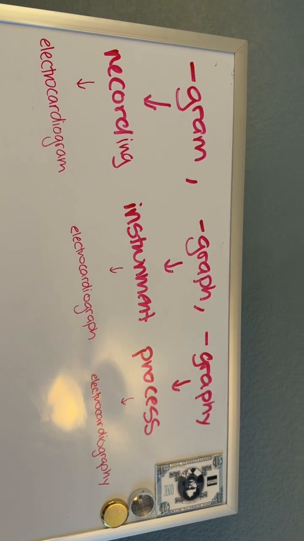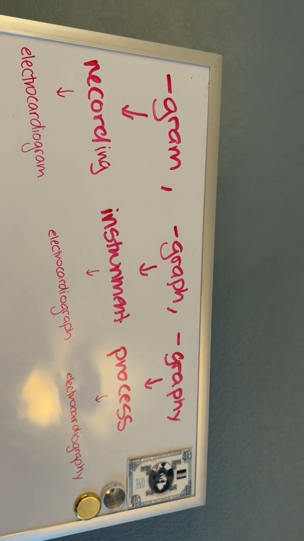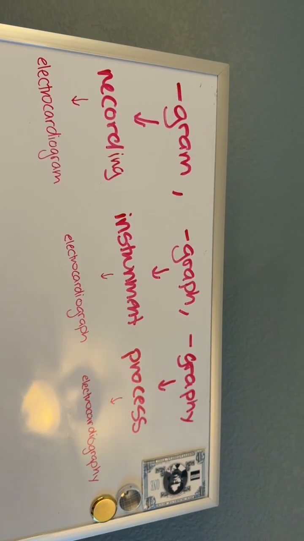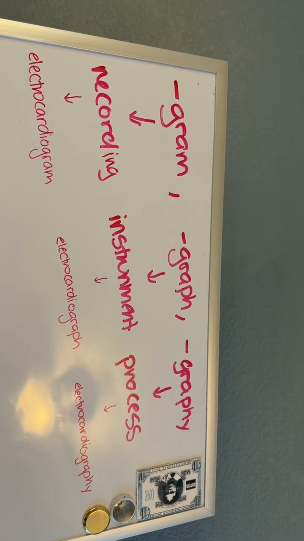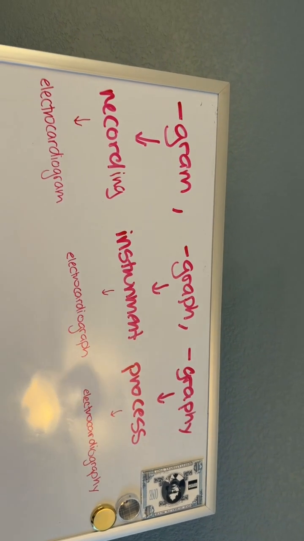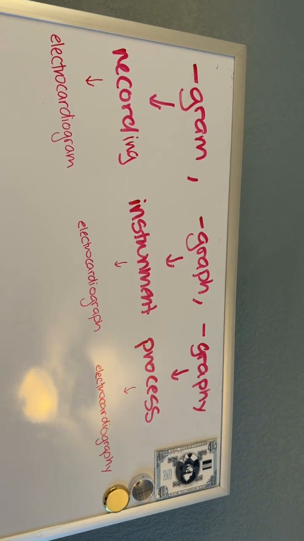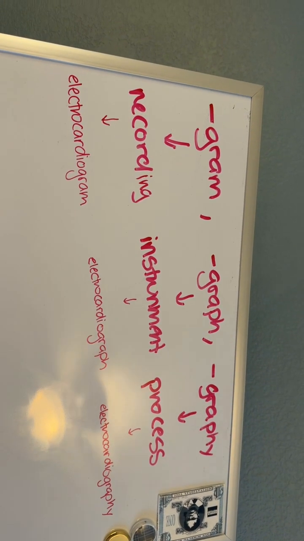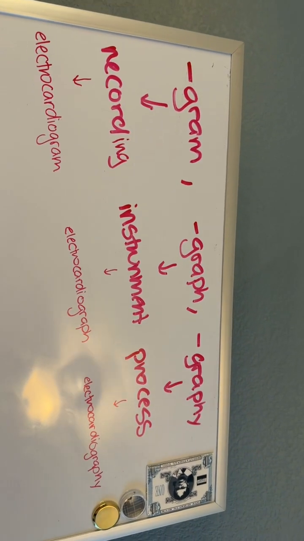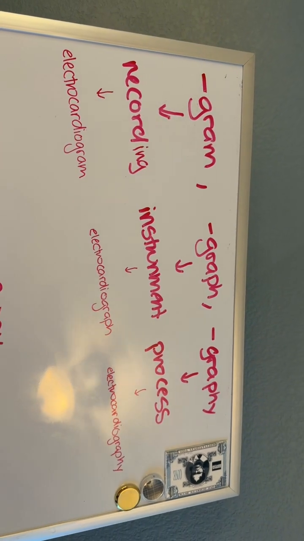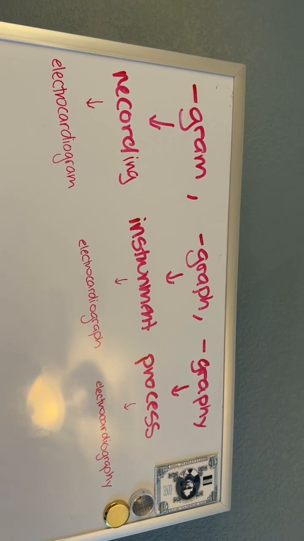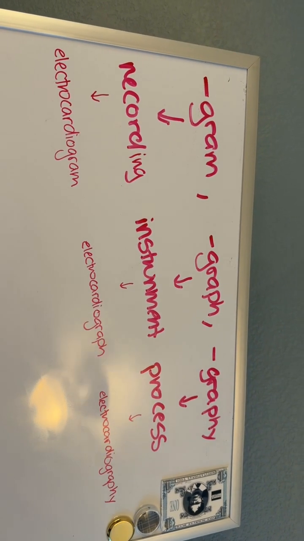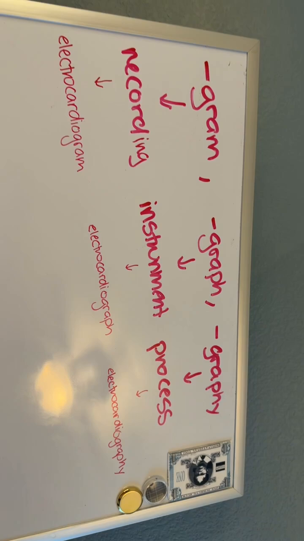To wrap everything up, we'll be talking about some important suffixes. We can begin with gram, graph, and graphy. A gram is a recording, a graph is an instrument, and graphy is the process. A good example of this is electrocardiography, which is the process, science, and technique of recording the heart's electrical activity using electrodes. An electrocardiograph is the instrument to perform the electrocardiography, and the electrocardiogram is the actual printed recording of the heart's electrical waves.